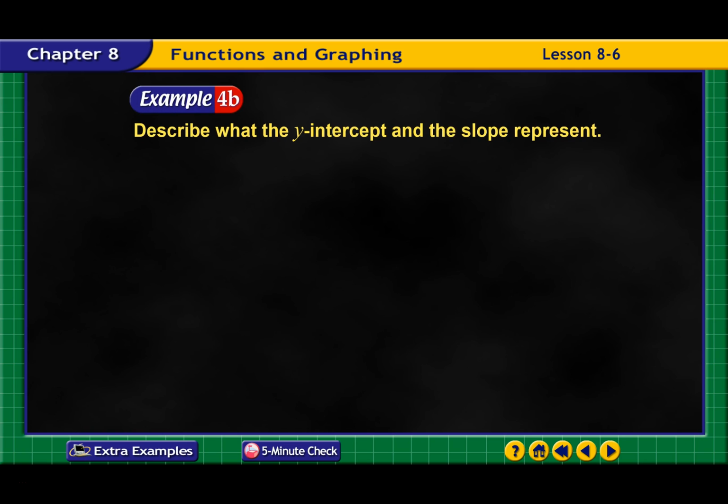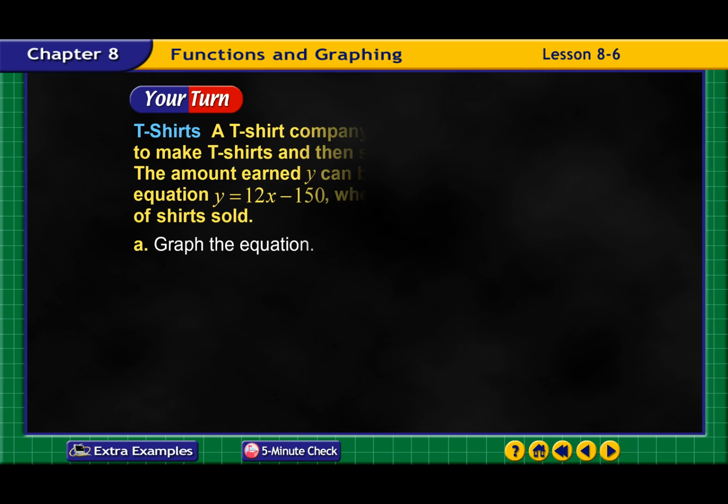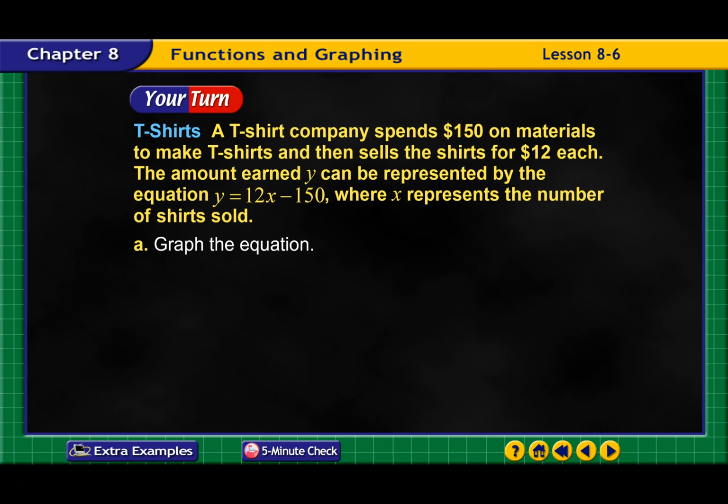All right, describe the y-intercept and what they represent. So the y-intercept represents the cost, because they told us it did, and the slope of 5 represents the dollars earned per cookie, or per dozen cookies. All right, your turn, go.